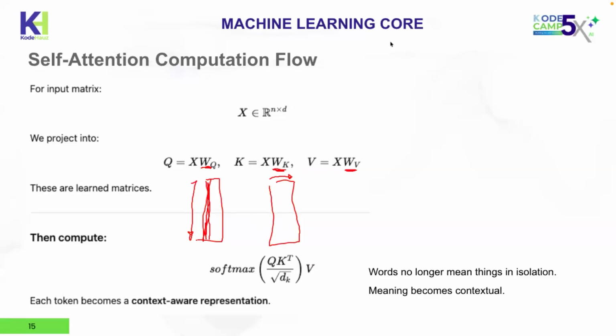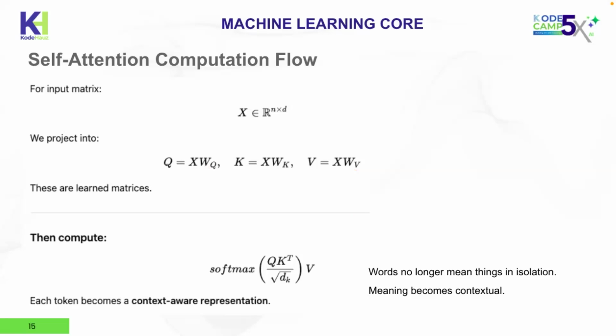So same thing with the V, which is the values. Okay, so this is how you get QKV from the input. In case you were asking, we've been talking about QKV. But where do these QKVs come from?